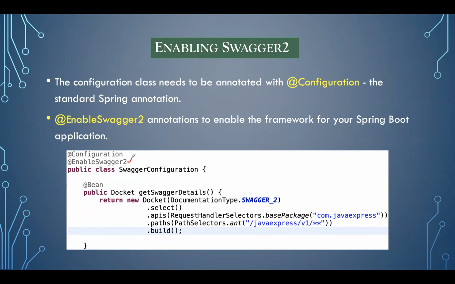Instead of applying it in the main method, whenever you have these types of configurations, you need to create a separate package, and you need to apply this annotation and configuration. This configuration class needs to be annotated. This is the standard Spring annotation. If you enable this one, you can enable the Swagger framework.